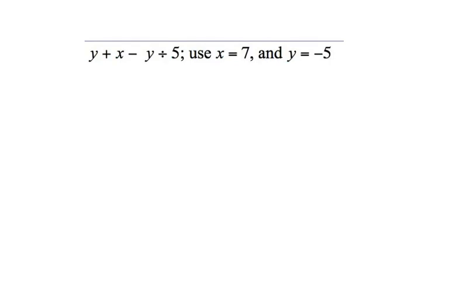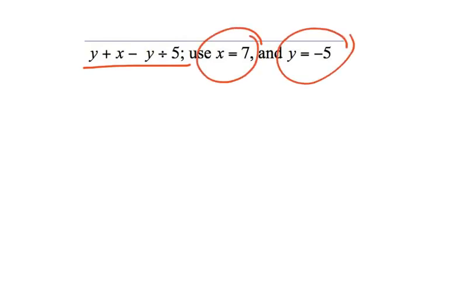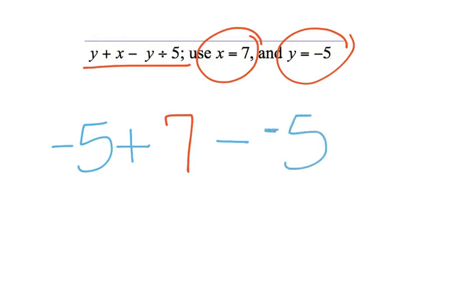Alright, in the next example we have y plus x minus y divided by 5. X is 7 and y is negative 5. So we're going to replace all y's with negative 5 and all x's with a 7. So this first y is going to be a negative 5 plus the x we're going to change to a 7 minus, we're going to change the next y to a negative 5 divided by 5.